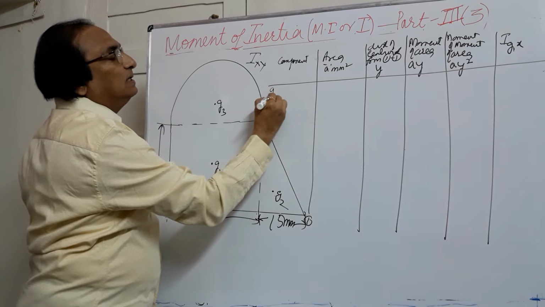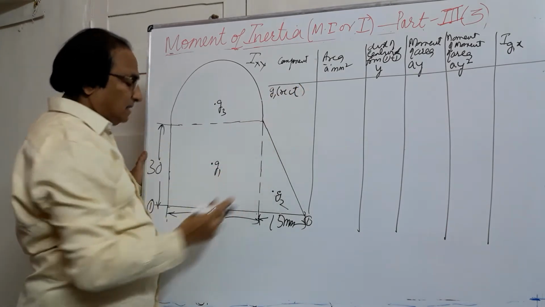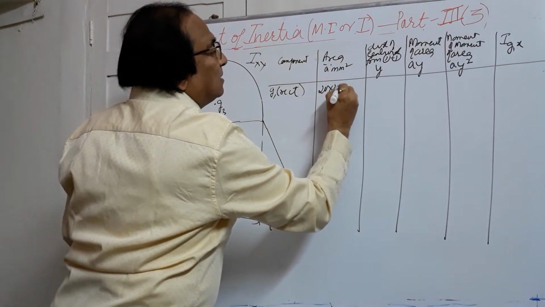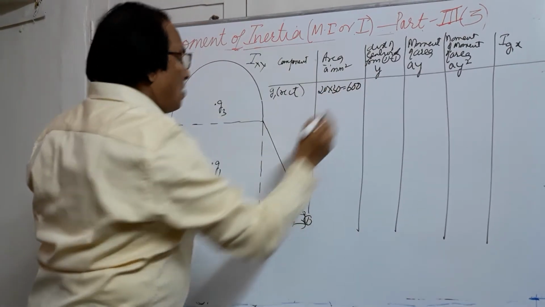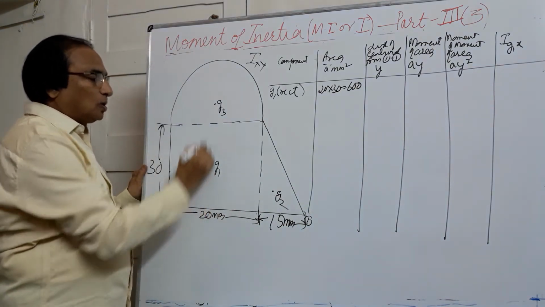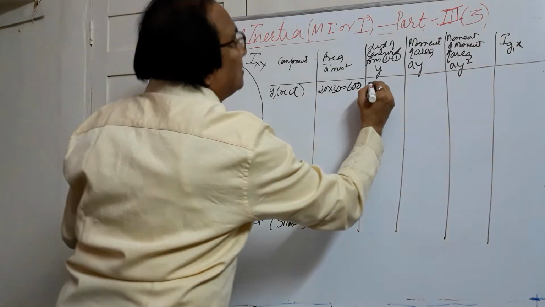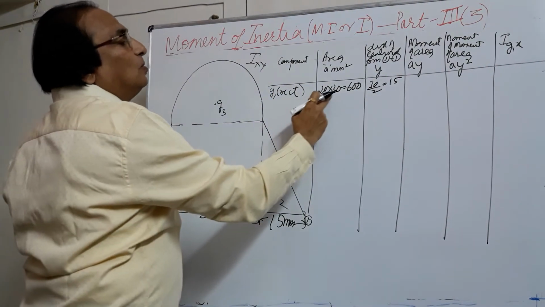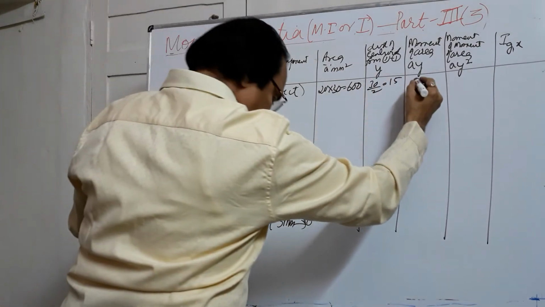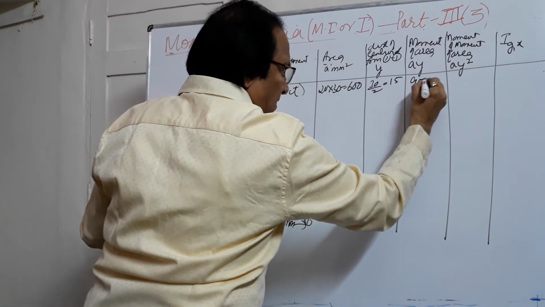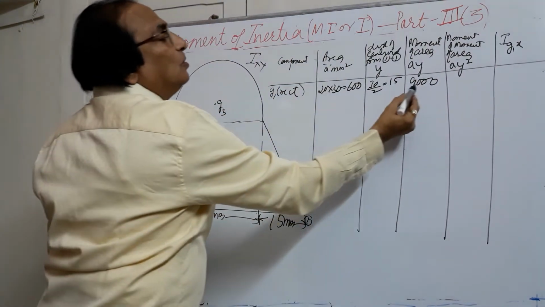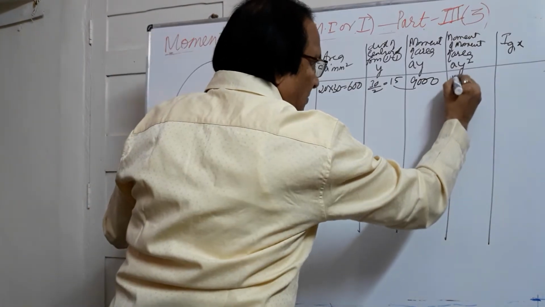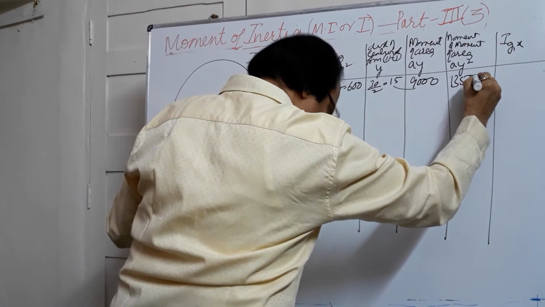Let's begin with G1. G1 is a rectangle and its size is 20 mm by 30 mm. So it is 20 by 30, which will be 600. Now y is the distance of the center from 1-1. Total height is 30, half of that will be 15. So this is 30 by 2, equal to 15. You know a, you know y. Multiply these and you get 9000. You know ay and y. Again multiply these two and you get ay², which will be 135,000.